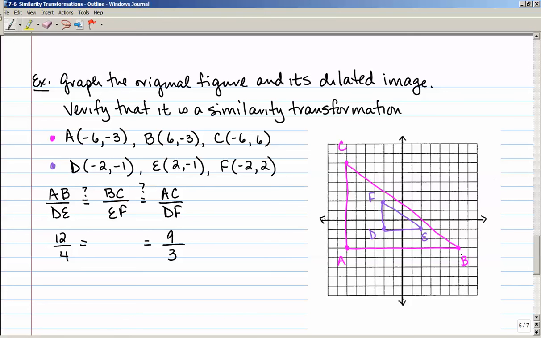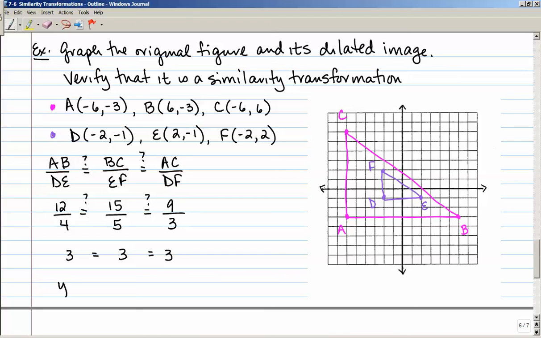Now, to get BC, which looks like it's the hypotenuse of this right triangle, and EF, I can't count. I'm going to have to use the distance formula. So grab your calculator, punch those coordinates for BC into your calculator, and then EF, and when you do that, you'll get that BC is 15 and EF is 5. And so are all of those fractions equal to each other? That's 3, that's 3, and that's 3. So yes, indeed it is a similarity transformation.